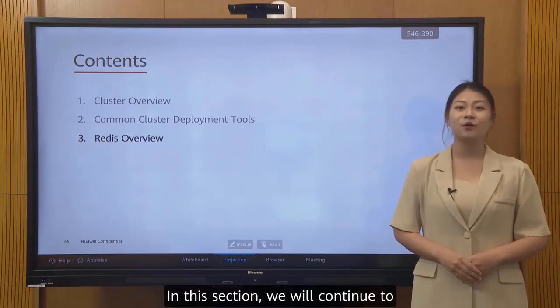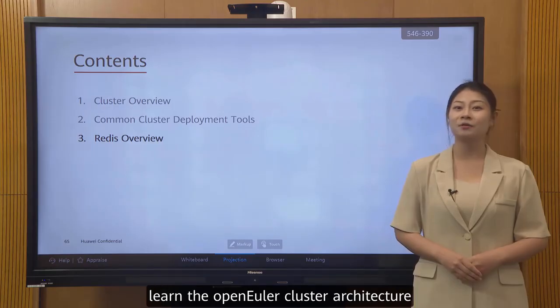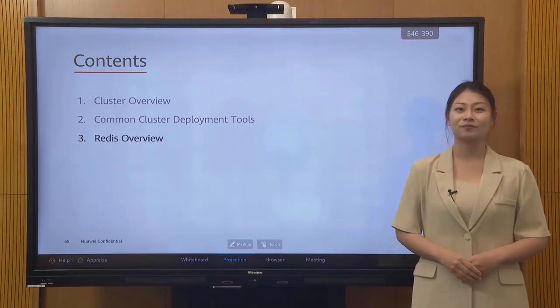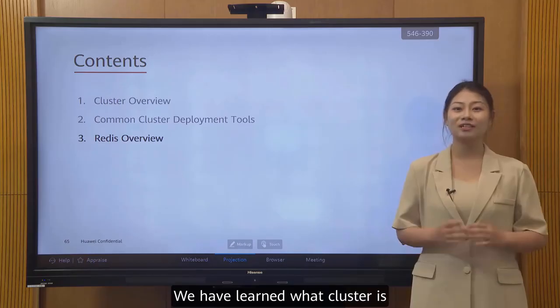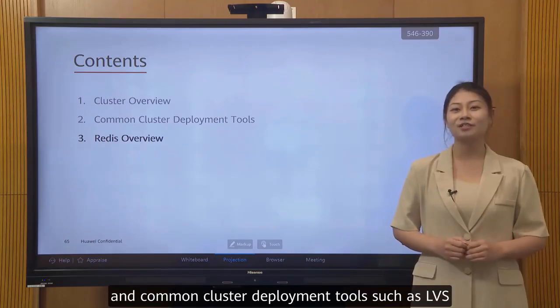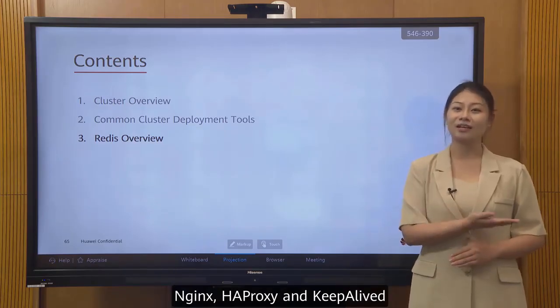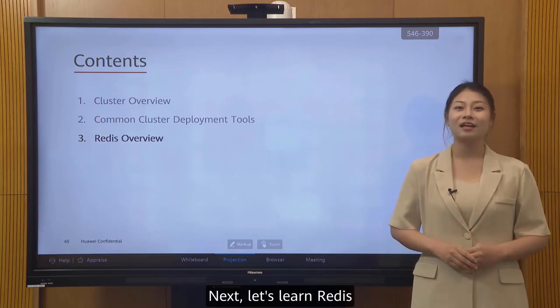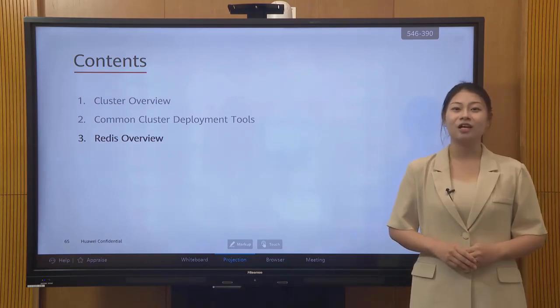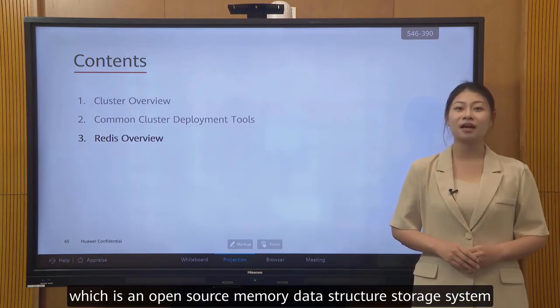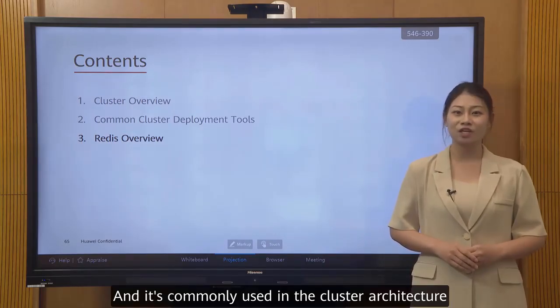In this section, we will continue learning the OpenEuler cluster architecture. We have learned what a cluster is and common cluster deployment tools such as LVS, Nginx, HAProxy, and Keepalived. Next, let's learn Redis, which is an open-source memory data structure storage system, and it's commonly used in the cluster architecture.